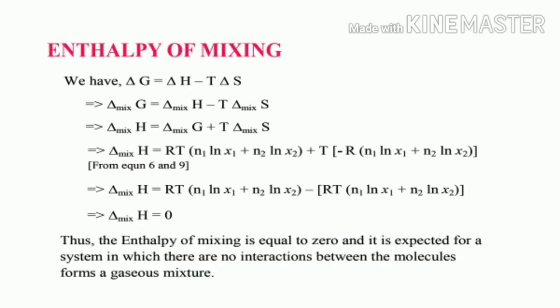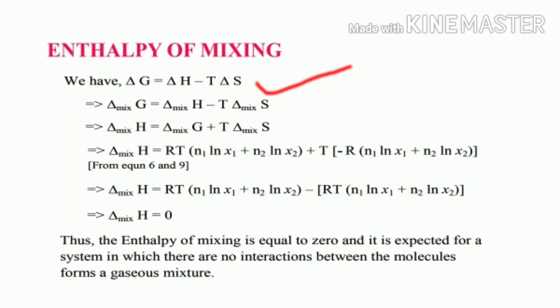Similarly, we can also derive the expression of the enthalpy of mixing by using the expressions of Gibbs free energy of mixing and entropy of mixing. So let us see. We have ΔG = ΔH − TΔS, which is the Gibbs-Helmholtz equation. From this we can write ΔG_mix = ΔH_mix − TΔS_mix. This implies ΔH_mix is given by ΔG_mix + TΔS_mix.